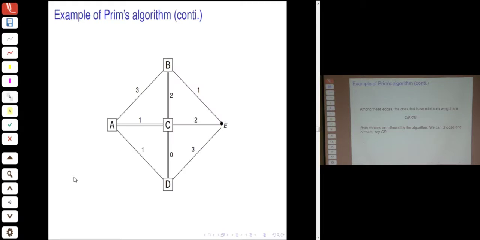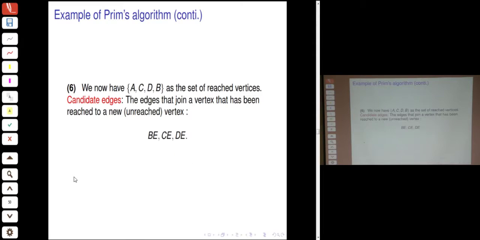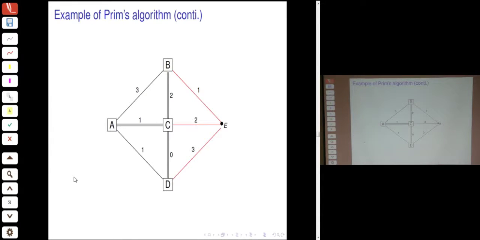Okay, so he chose CB. So he has this. Now you can guess, right? So we have seen this part. There's only one vertex we haven't considered. So we look at it, look at all possible connections, and choose the minimum one. Okay. So now we have seen these. So the candidates are these 3, right? These 3. And then we will be greedy, so we will choose this one.